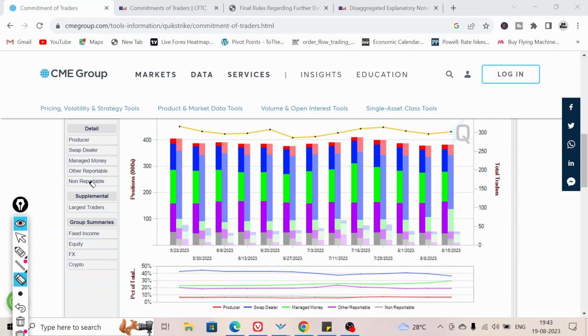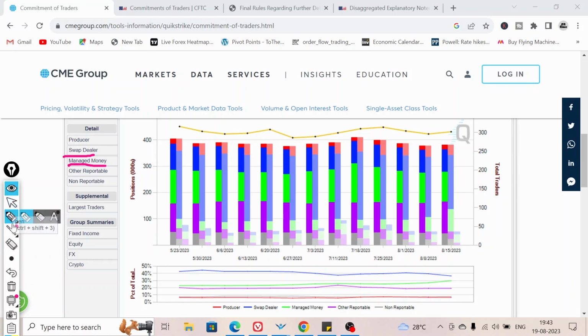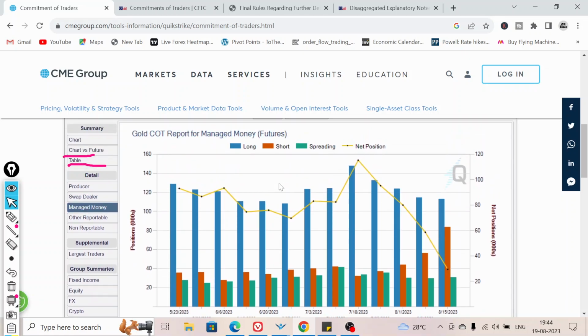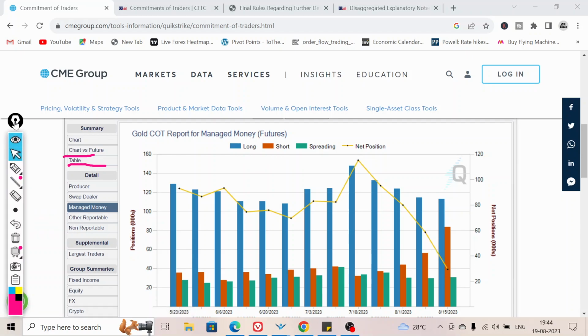I'm not saying that other clients' positions do not affect the movement of gold, but as per my experience and the past data, I generally look at the positions of managed money. So I'm going to click on that. When you click on that, the chart looks like this. The blue one is the long positions and the brown one is the short positions. I already defined this in many videos, in live trading sessions and in prediction videos.